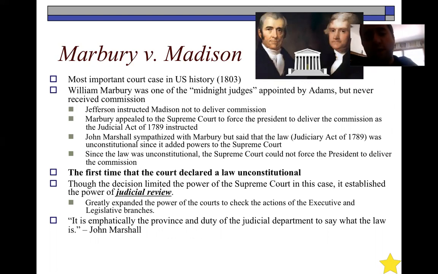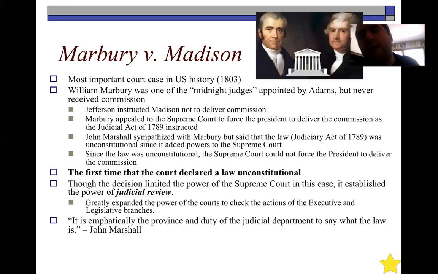John Marshall, Supreme Court Chief Justice, sympathized with Marbury, but said that the law, the Judiciary Act of 1789, was unconstitutional since it added power to the Supreme Court. Since the law was unconstitutional, the Supreme Court, judicial branch, could not force the president, executive branch, to take the commission. Supreme Court could not force Thomas Jefferson to commission William Marbury to be a judge.